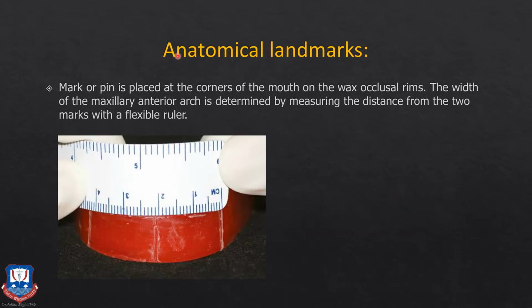So next is the use of anatomical landmarks. You have already done the jaw relationship. Markings are placed on the corners of the mouth, that is the commissures of the mouth, in the wax occlusal rim, extending vertically parallel to each other. Then this distance is measured using a flexible ruler, and this measurement will be a guide for selection of the width of the anterior tooth mold.